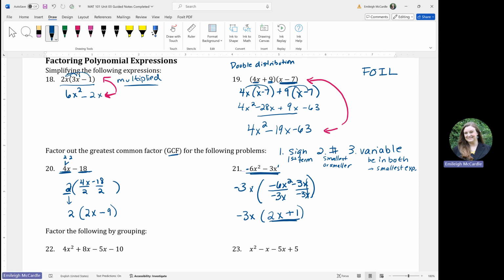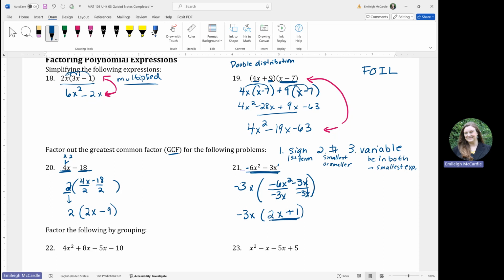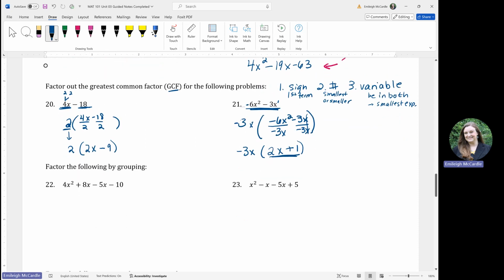Okay, so that is factoring out the greatest common factor. Let's take that a step further. Looking at 22, we now have 4 terms, and we're going to factor this by grouping. And again, grouping is typically when you have 4 terms. Now, the first step to grouping is to group. So we're going to group the first 2 terms together.